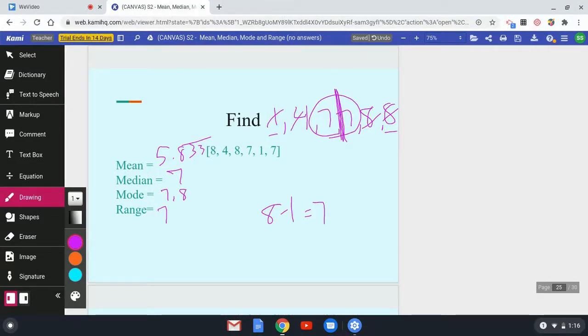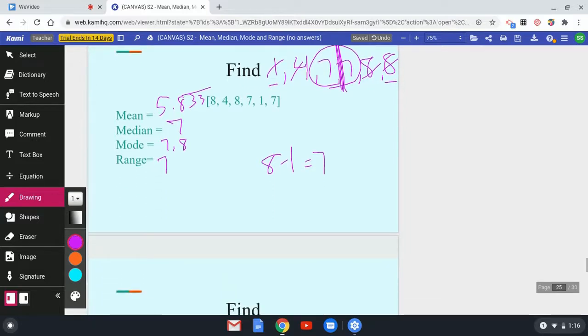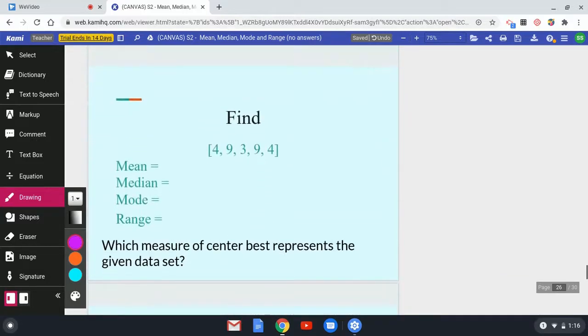How'd you do? If you got it right, I want you to give yourself a pat on the back. Nice job. This is kind of fun. See, I love this stuff. I hum the song and sing the song in my head all the time.